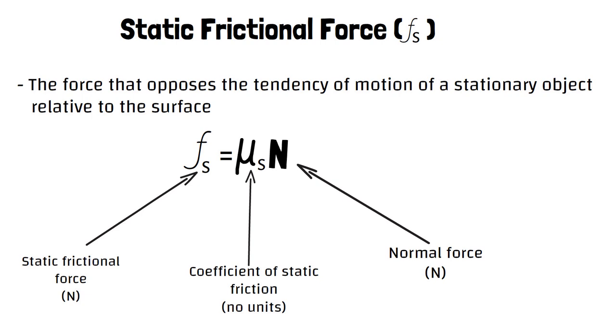Don't forget that if they talk in a statement about static friction or the coefficient of static friction, they are just telling you that the object is not moving. And when the object is not moving, it means acceleration is zero.